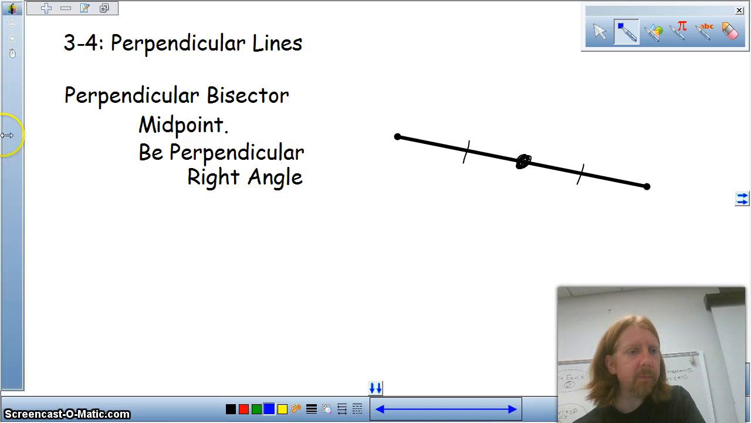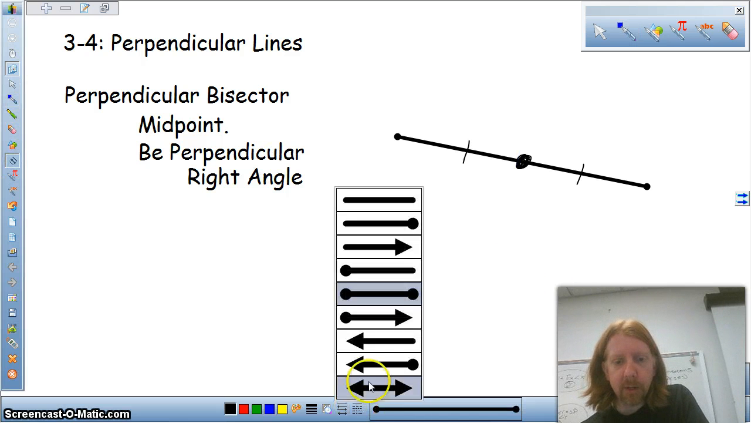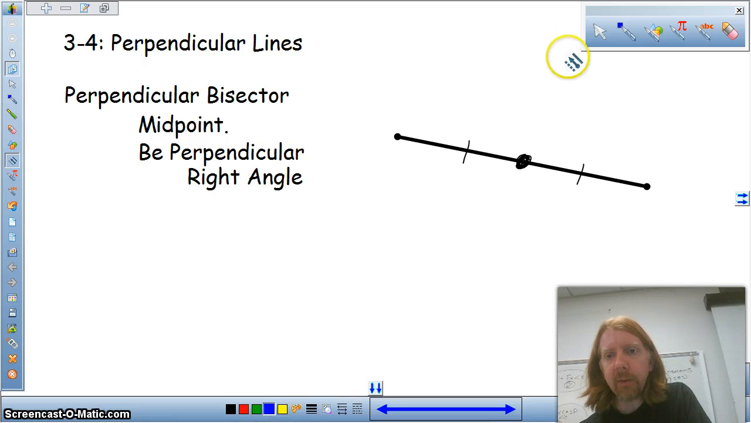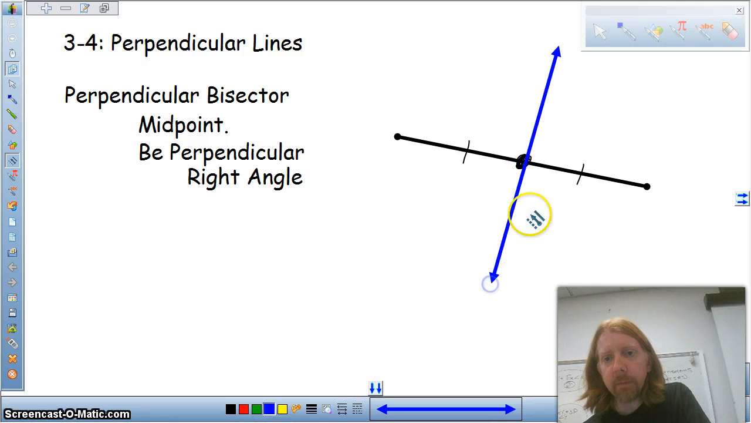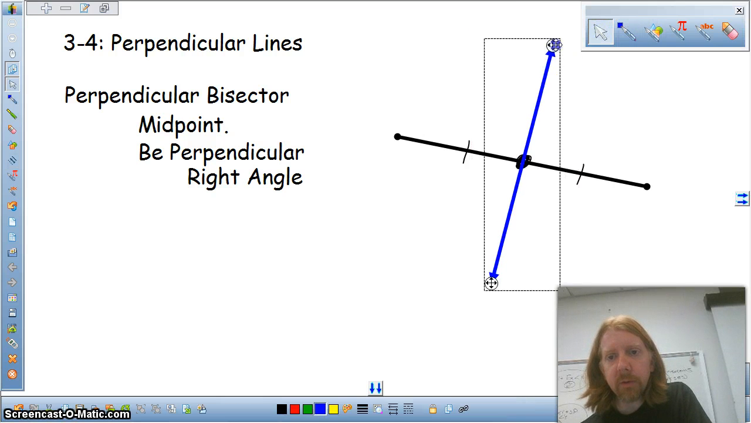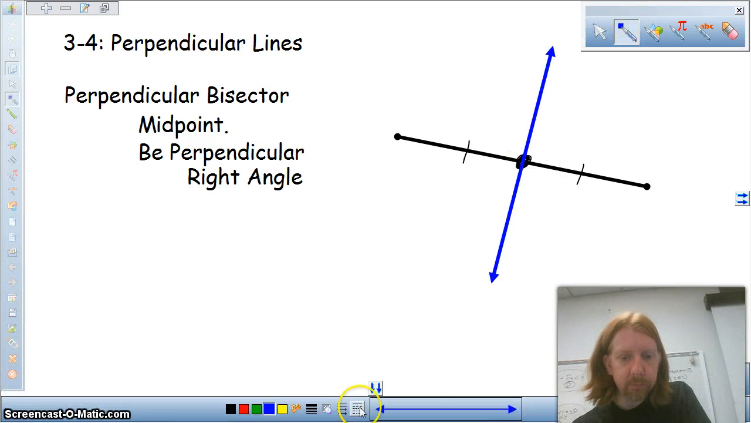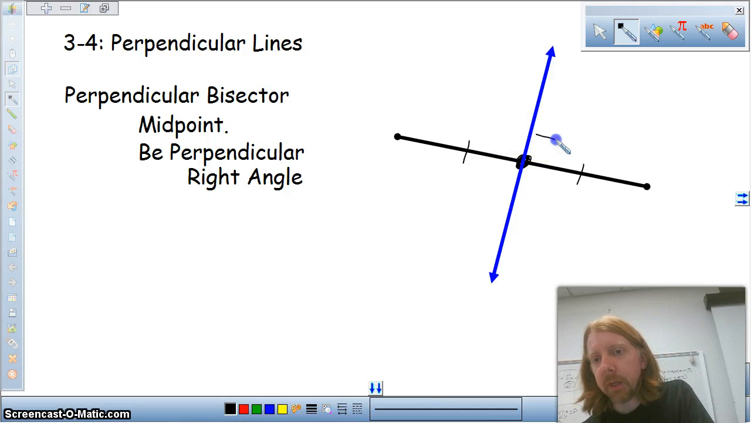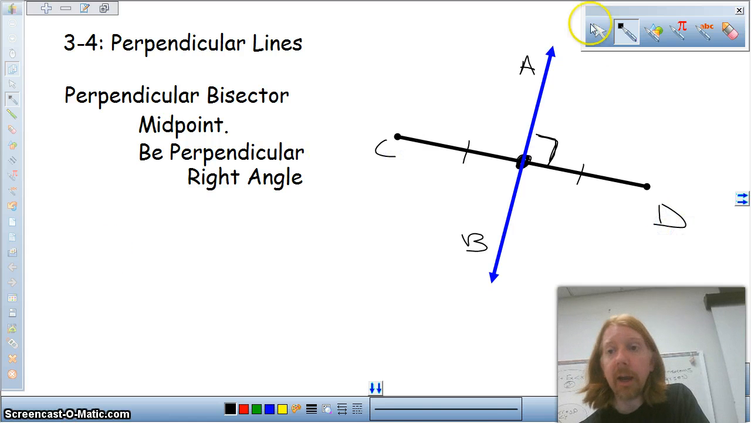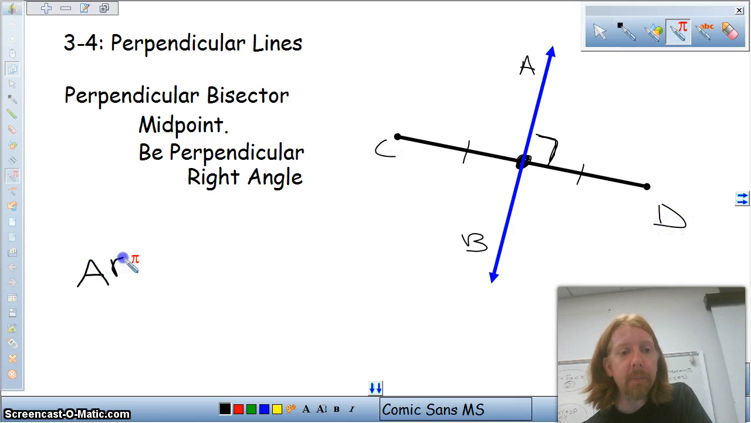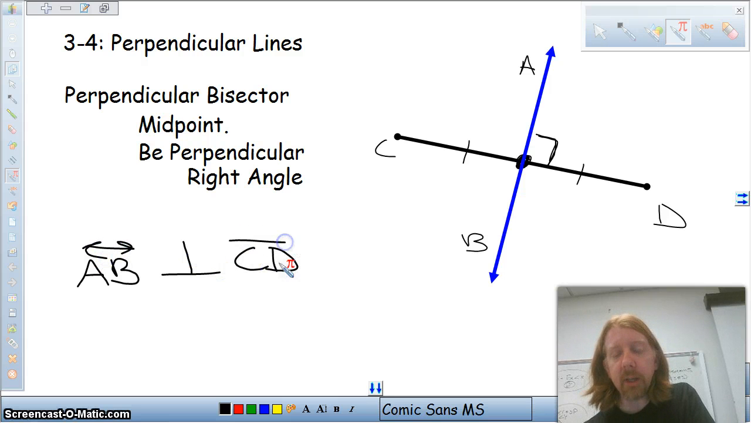That's not what I wanted. That's what I wanted. Passes through at a right angle. Let's clean it up just a pinch. There we go. So this is going to be perpendicular. Now slap some labels on here, A, B, C, and D. I could write that AB is perpendicular to segment CD. That's part of it being a perpendicular bisector.